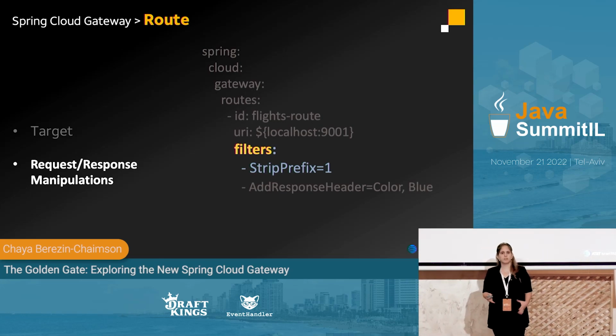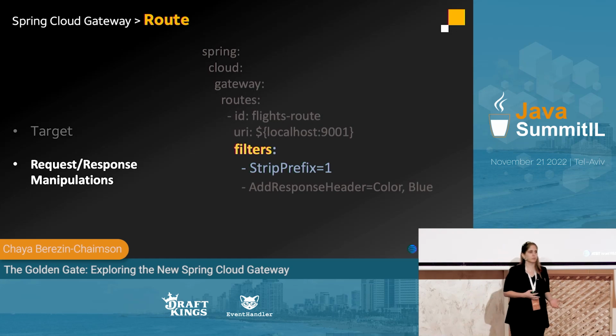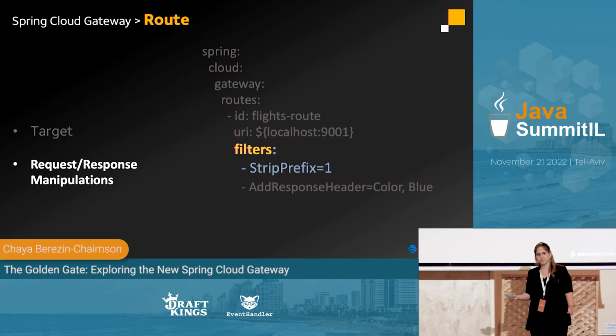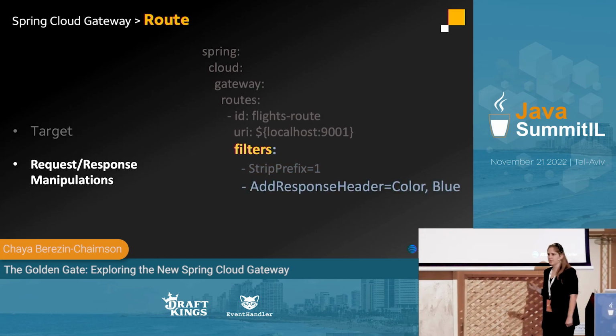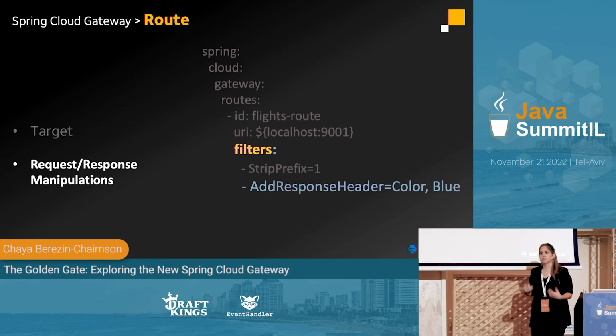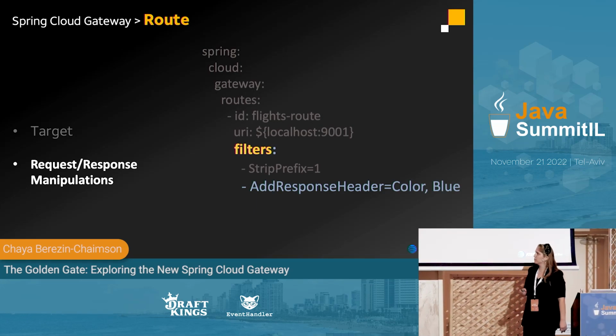And some filters are executed on the response when it's returned from the target URI. And these are called post filters. And here's an example of one of the gateway post filters that adds a response header on the response. The response header name is color and the value is blue.